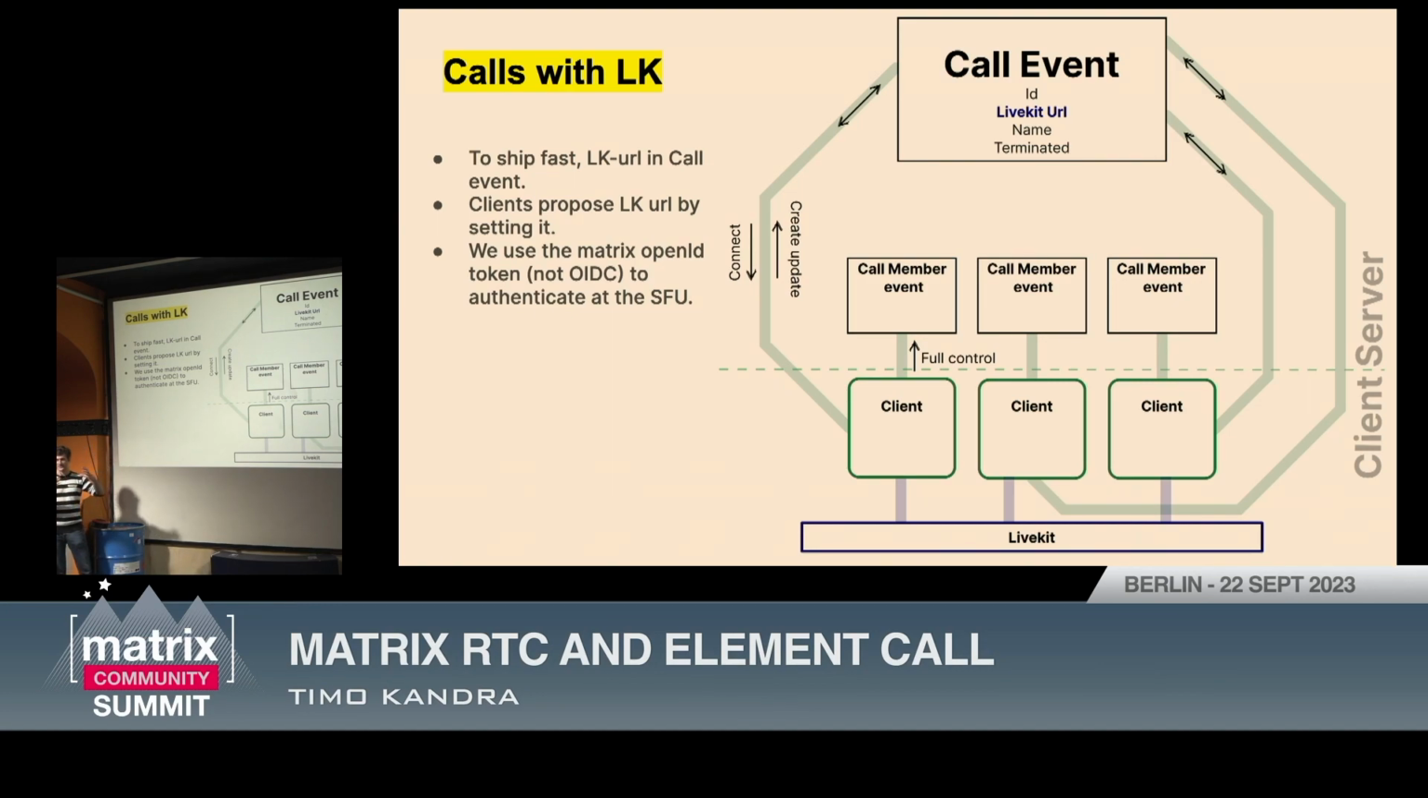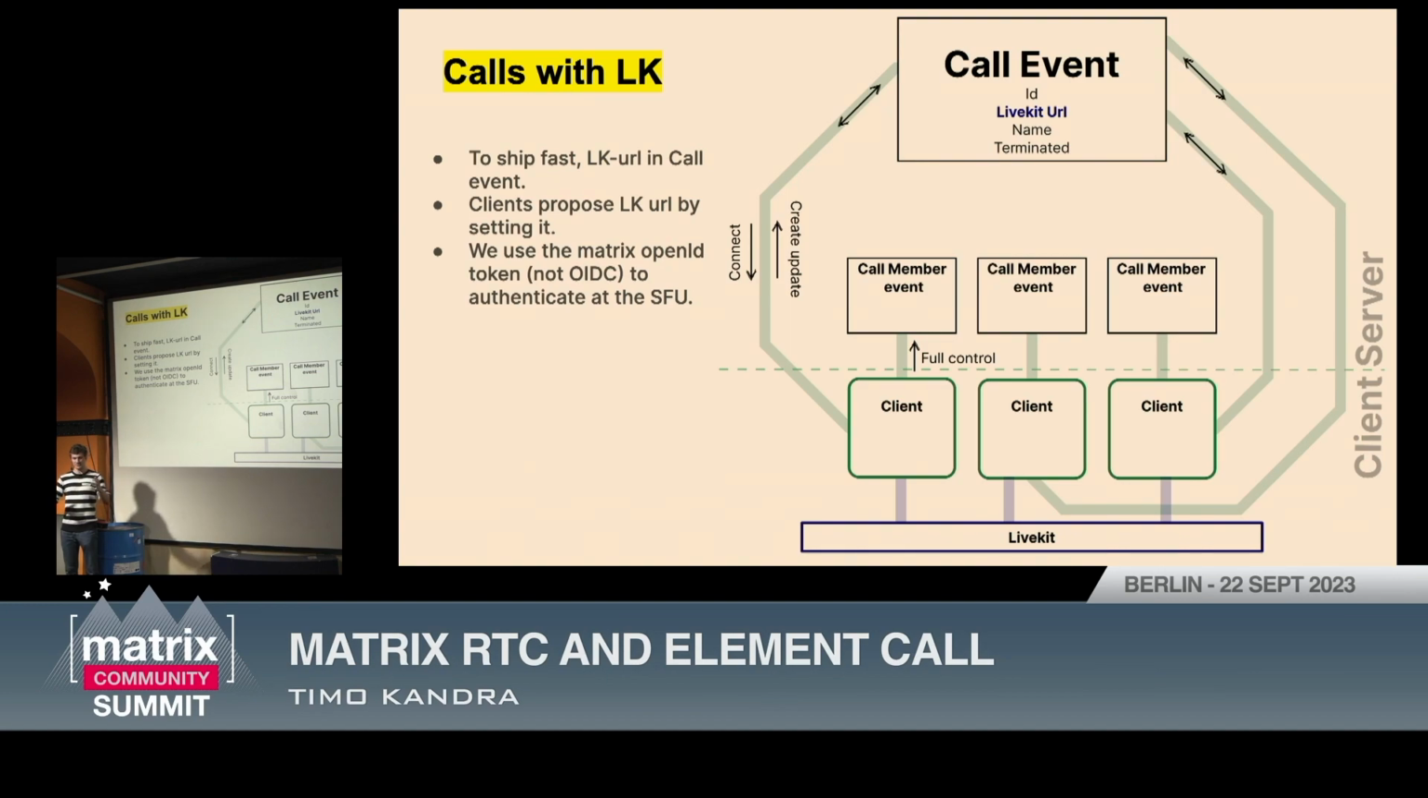So then we had this whole LiveKit vision, and now the question was, how do we implement LiveKit in our current infrastructure? How can we make as few changes as possible and still ship LiveKit fairly quickly? Our solution was to just put the LiveKit URL into the call event. Because our call event, if you remember, is the one thing you create for having one central information point about the call. And in there, we put the LiveKit URL and the alias, so it's the whole LiveKit information blob.